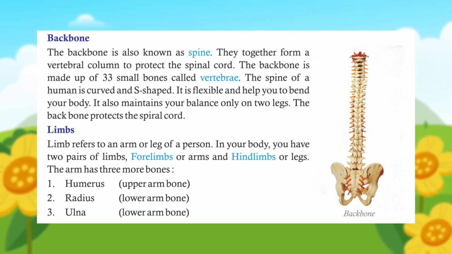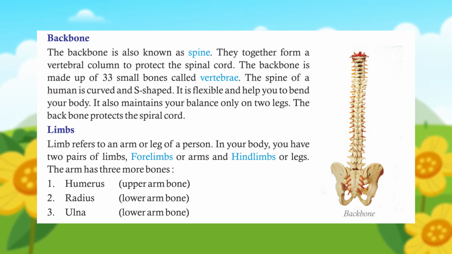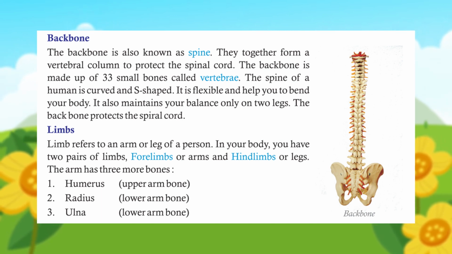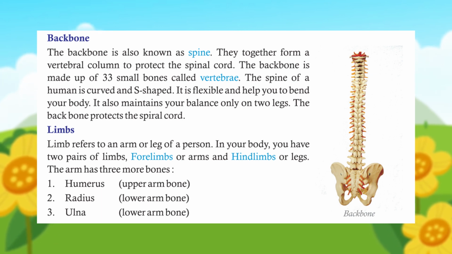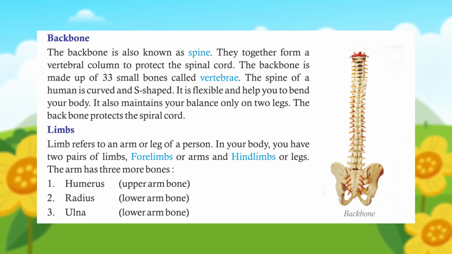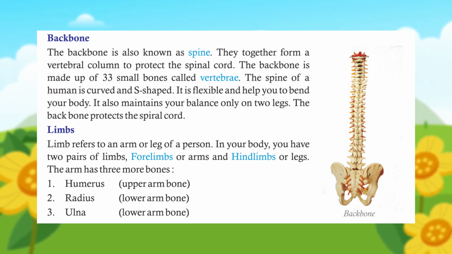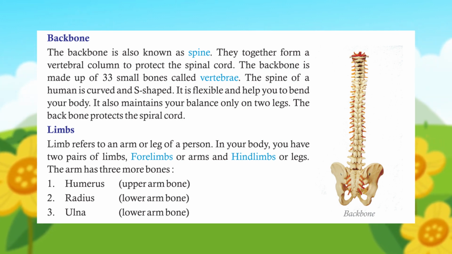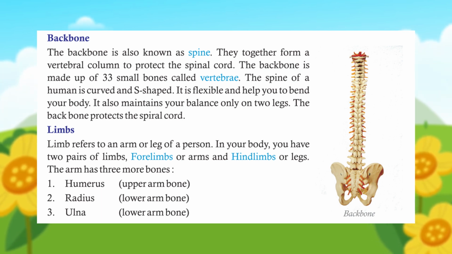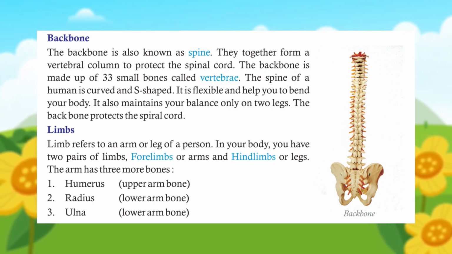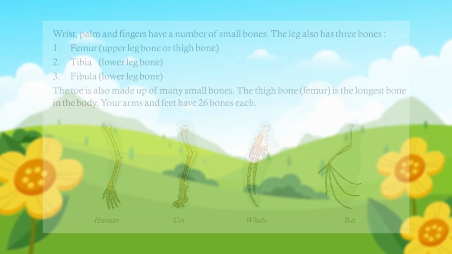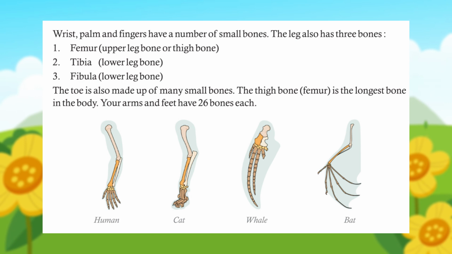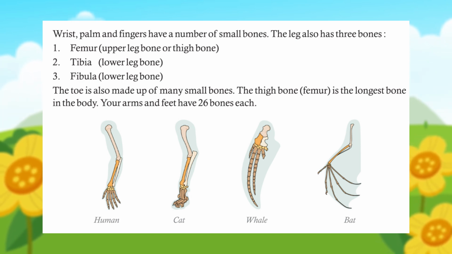Limbs. Limb refers to an arm or leg of a person. In your body, you have two pairs of limbs, forelimbs or arms and hind limbs or legs. The arm has 3 main bones. 1. Humerus, upper arm bone. 2. Radius, lower arm bone. 3. Ulna, lower arm bone. Wrist, palm and fingers have a number of small bones.